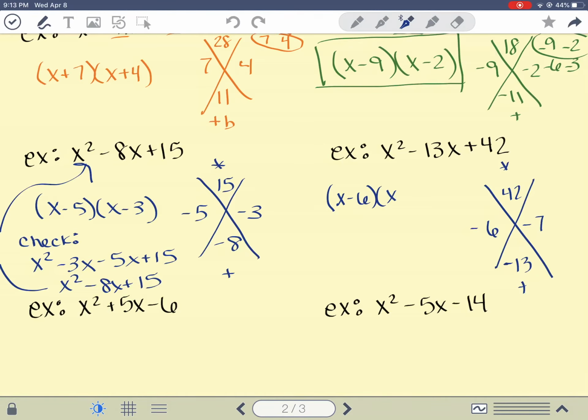So our factored form would be the quantity of x minus 6 times the quantity of x minus 7. And again, that is your factored answer. That is your final answer. It doesn't simplify any further than that. All right, so we're going to stop.